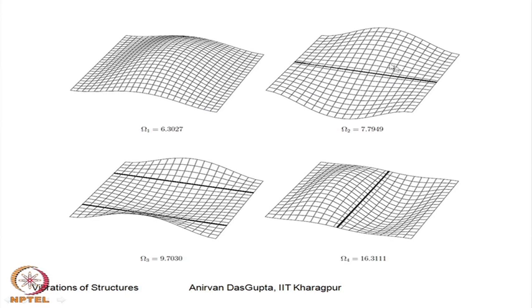This is the second mode. This is an asymmetric mode with one nodal line at the center. Here is the next higher mode with 2 nodal lines, and here you have one nodal line parallel to the support. Here you can see the displacement of the stiffened edge is very low.